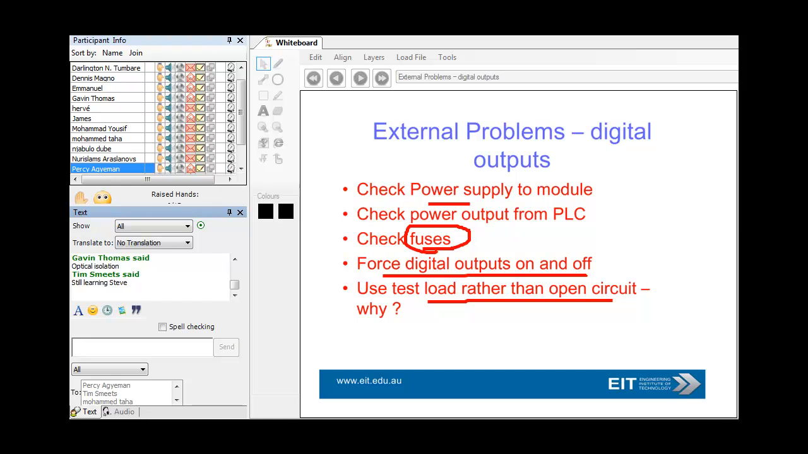Why do we make this comment here? Can anyone tell me? Why should we use a test load rather than open circuit to check whether the outputs are on or off? Any suggestions? Anyone besides Gav or Tim? Hello? I'm passing a microphone to someone, or just text it there. Why would you use a test load rather than open circuit? Any suggestions when you're testing the digital outputs, guys? I'm going to leave the microphone, hand it over to anyone who wants to grab it.